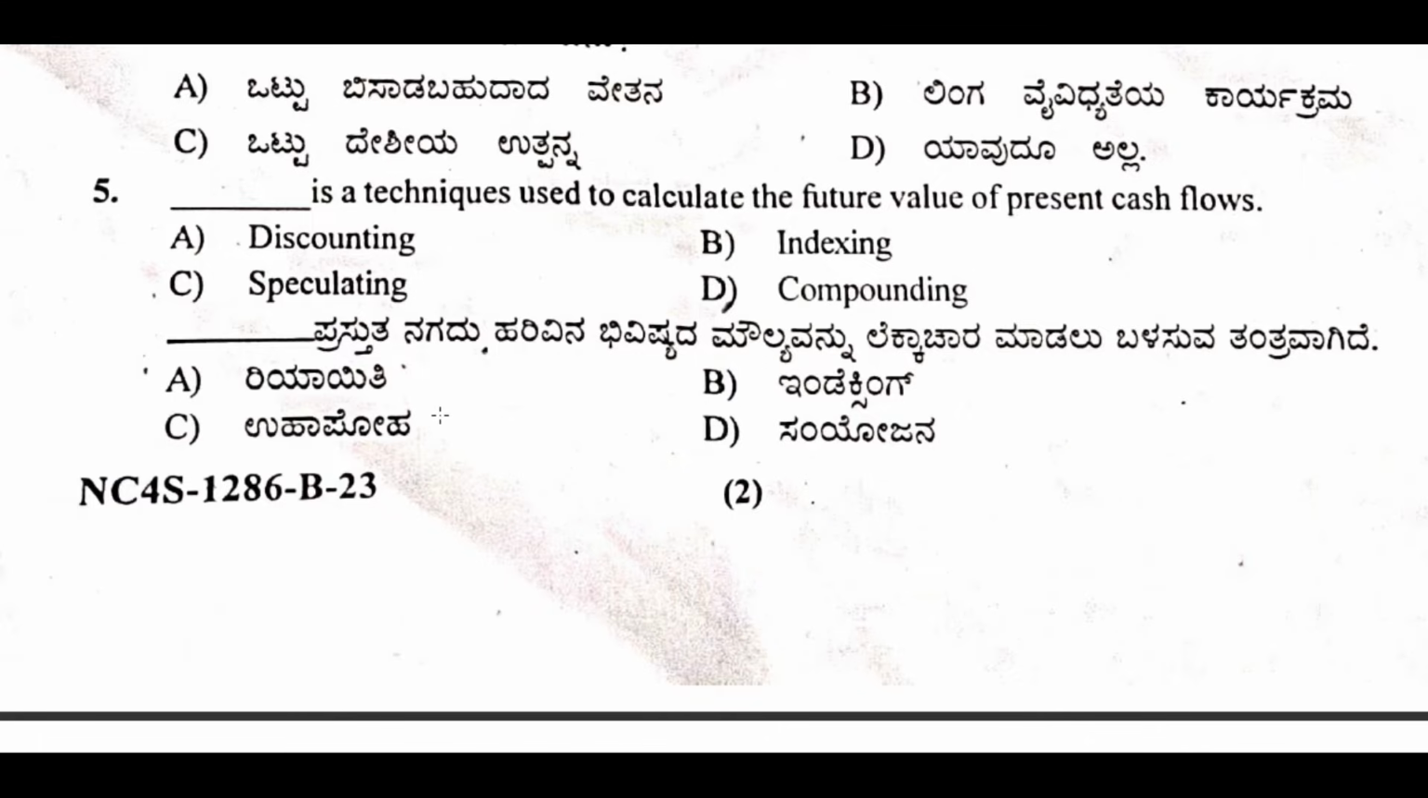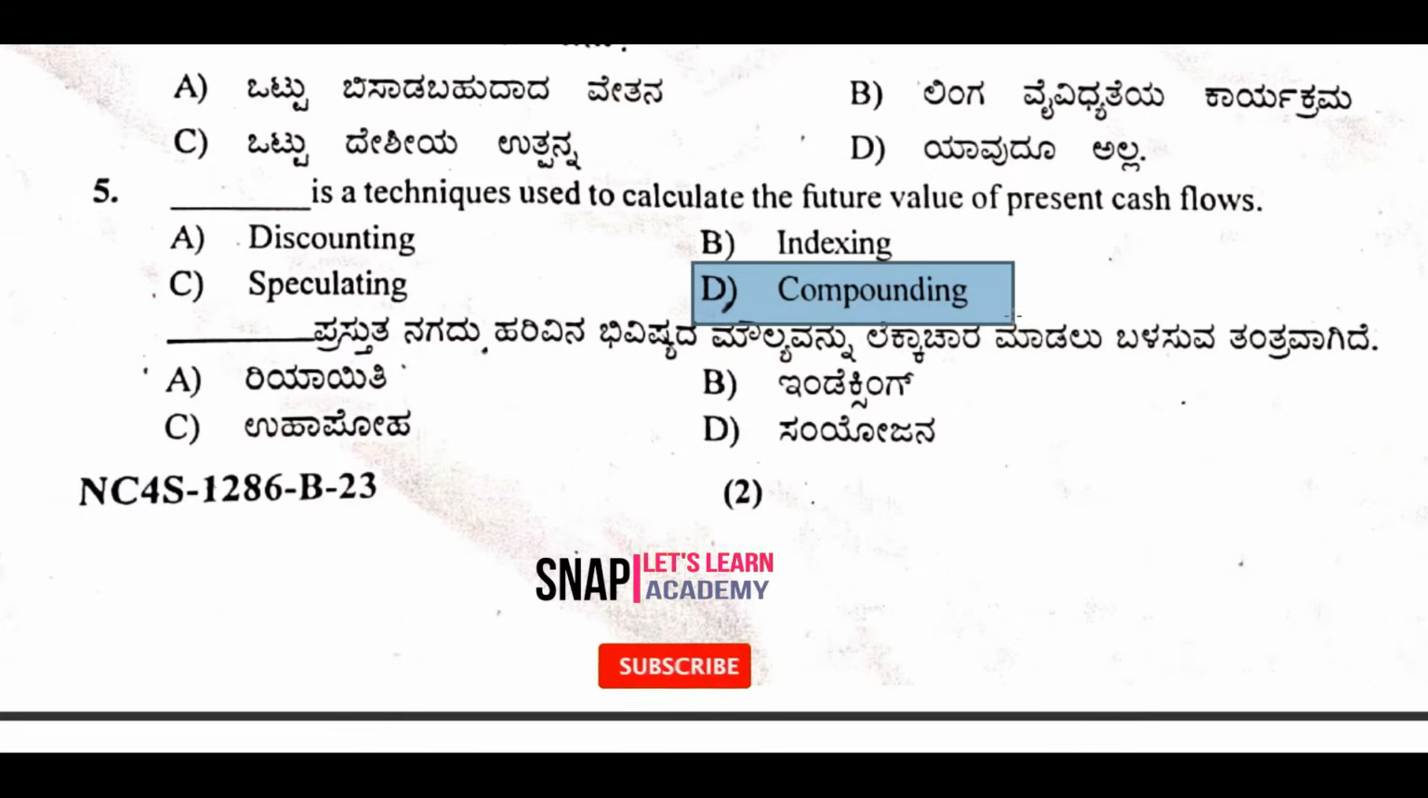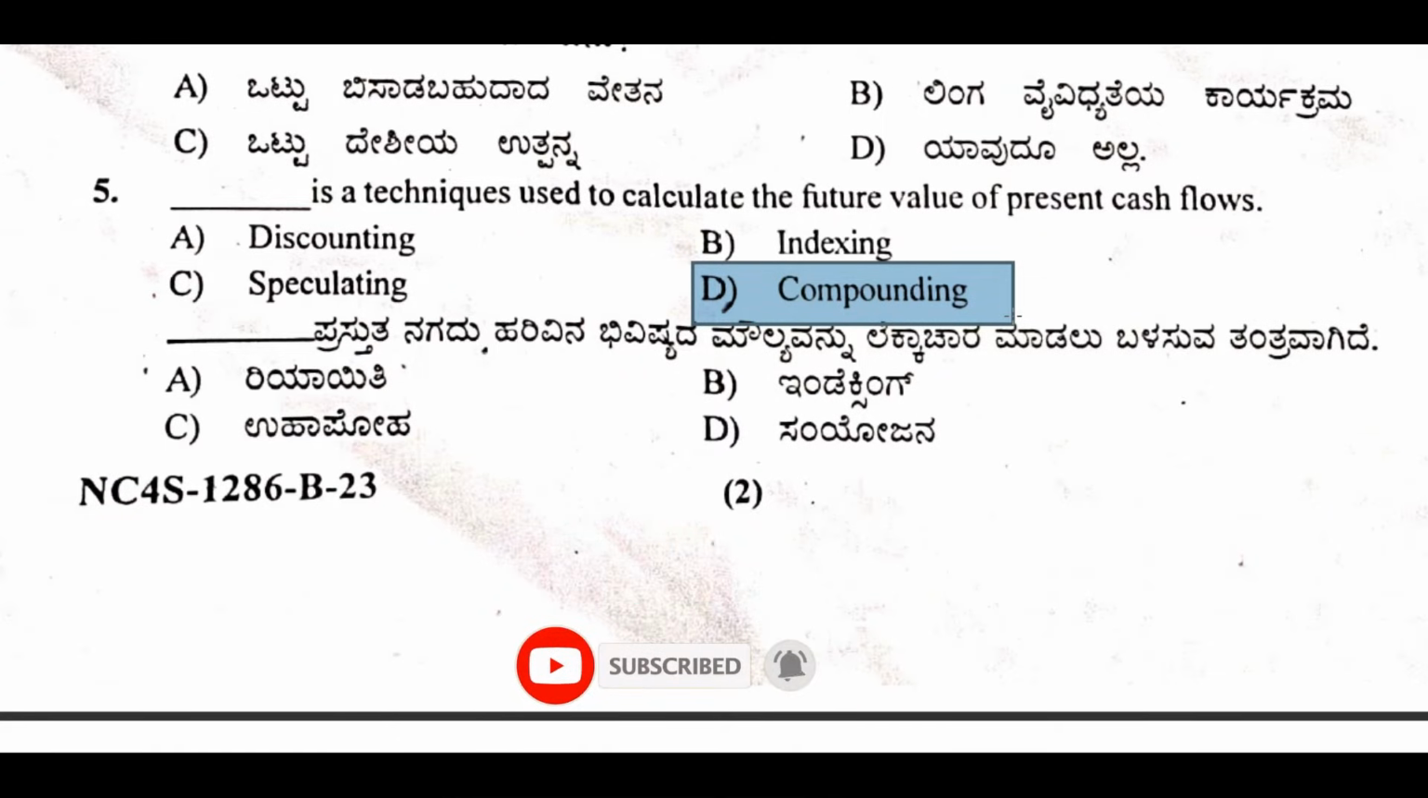The right option is compounding. Compounding is a technique used to calculate the future value of a present cash flow, and compounding is the process in which an asset earning from either capital gains or interest are reinvested to generate the additional earning over a time, which is called as compounding. So compounding is a technique which calculates the future value of a present cash flow.